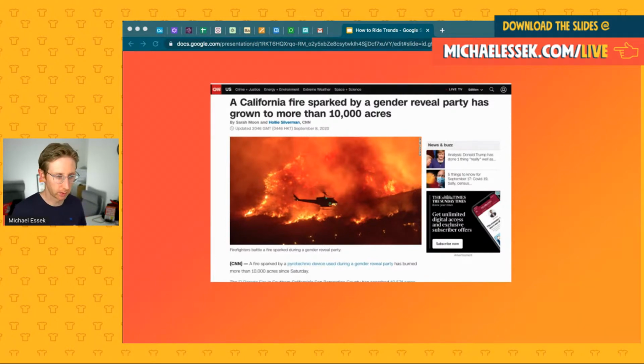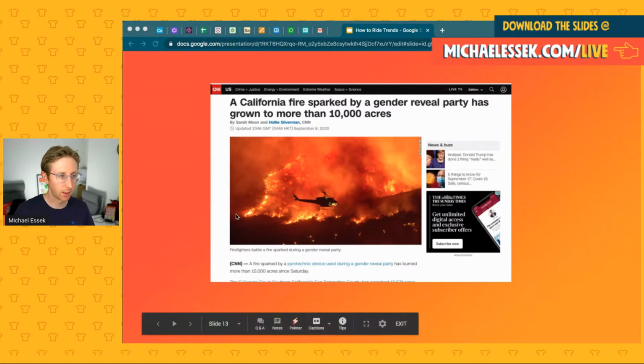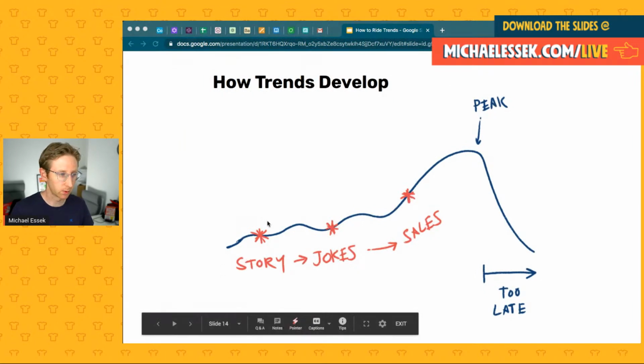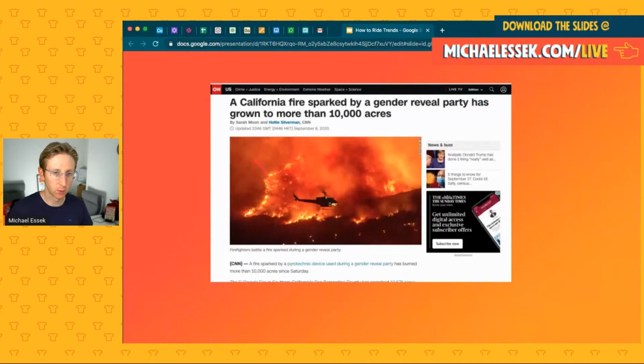So I noticed this story probably around this time last week, or maybe a day or two before. And what followed shortly thereafter, on Twitter, were a lot of tweets like, if we just have a quick look here. In terms of the development of the trend, this would be the story happening last week: one of the fires in California was sparked by a gender reveal party.